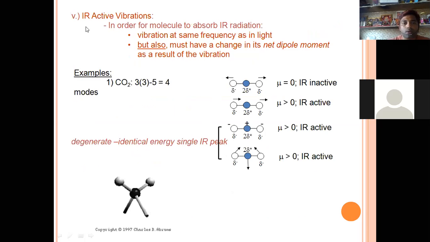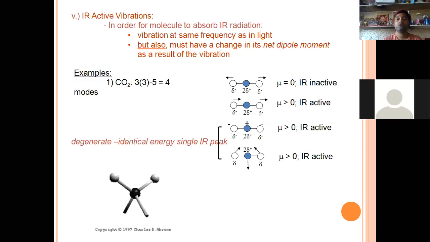Similarly, here is one more example: IR active vibrations. We calculated there are 4 fundamental vibrations in carbon dioxide. Out of these 4 vibrations, how many are IR active? In order for molecules to absorb IR radiation, the vibration must be at the same frequency as the light, but also must have a change in its net dipole moment. Then only it will be IR active.